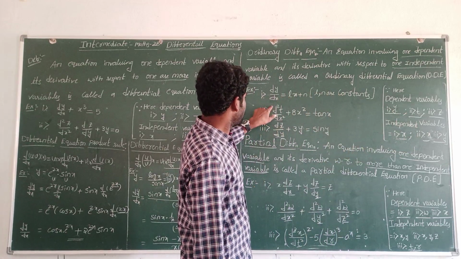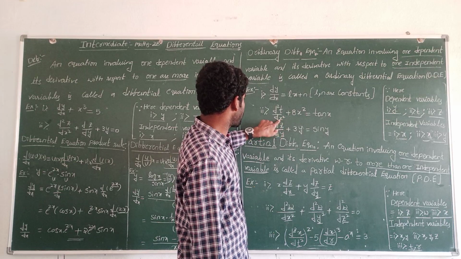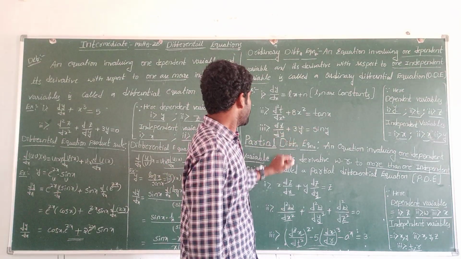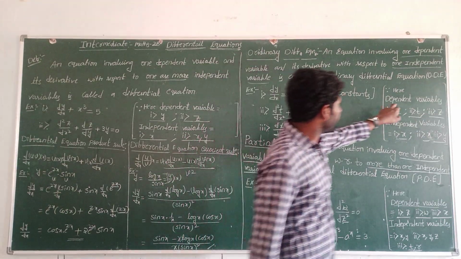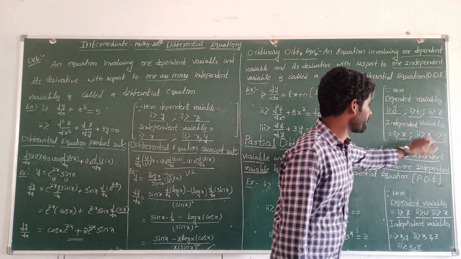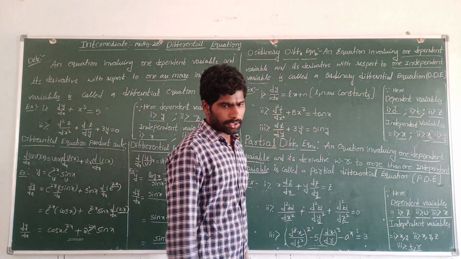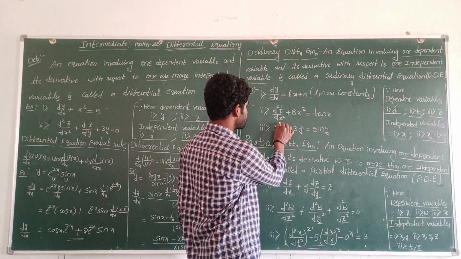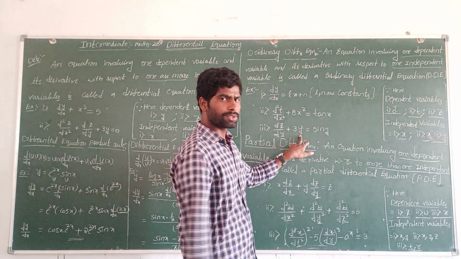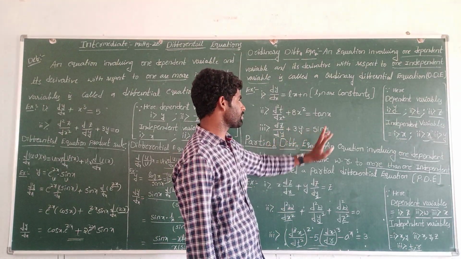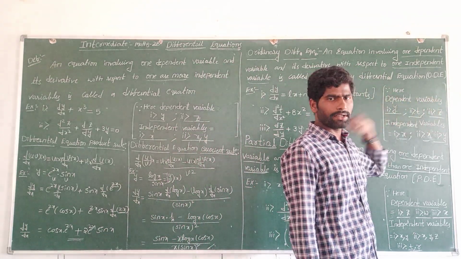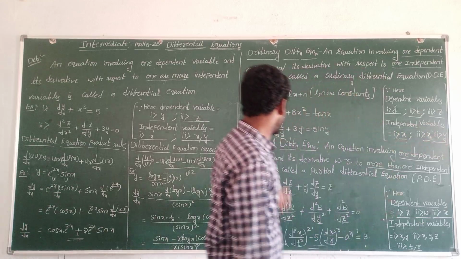Next, in the second question, d square t by dx square plus 8x square is equal to 10x. In this, t is the dependent variable, and the independent variable in the second question is x. Third question, dz by dy plus 3y is equal to sin y. Here z is the dependent variable, and the independent variable is y.